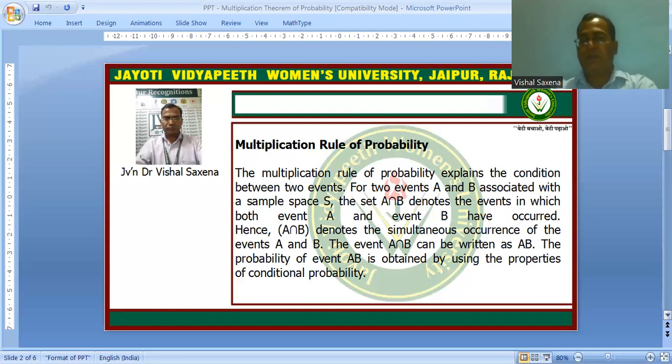So we are discussing a sample space S, and the two events A and B are associated with this sample space. As we already know, A intersection B is called the intersection of the two events A and B, and it includes the common part of the two events. Therefore, the event A intersection B denotes the simultaneous occurrence of the two events A and B. It can also be written as AB. The probability of the event AB is obtained using the properties of conditional probability.